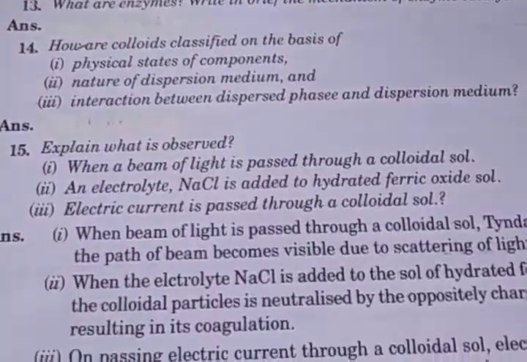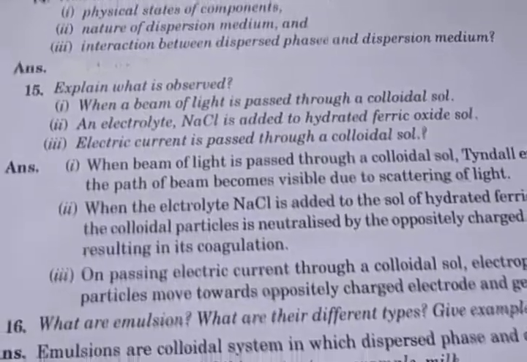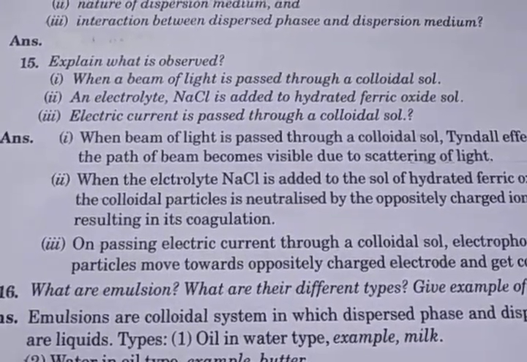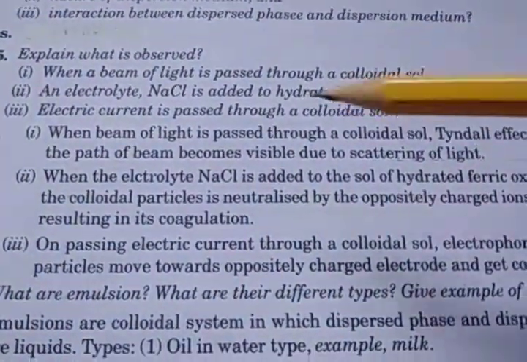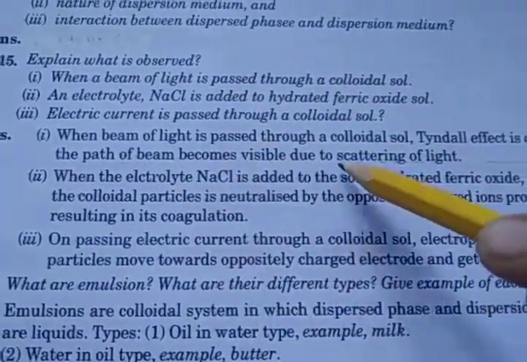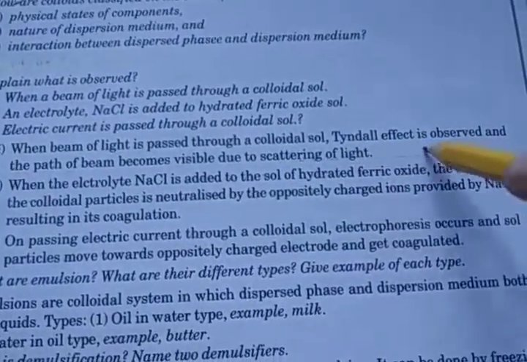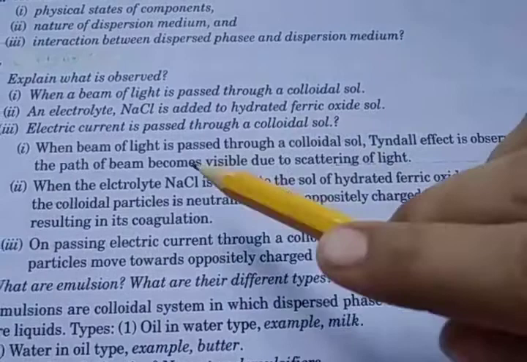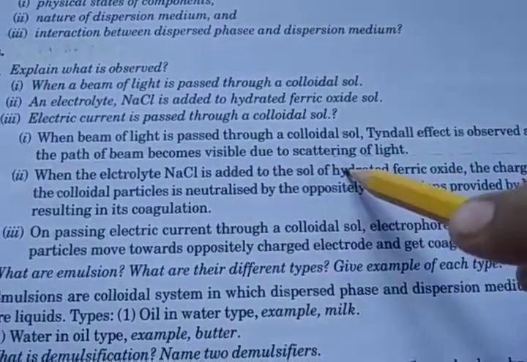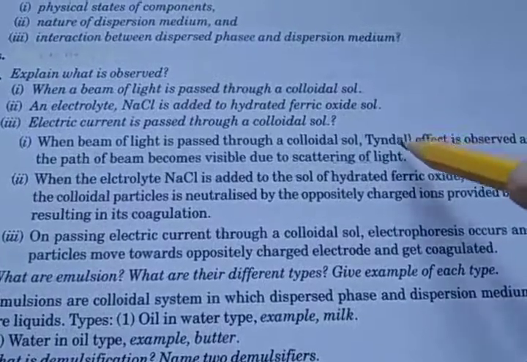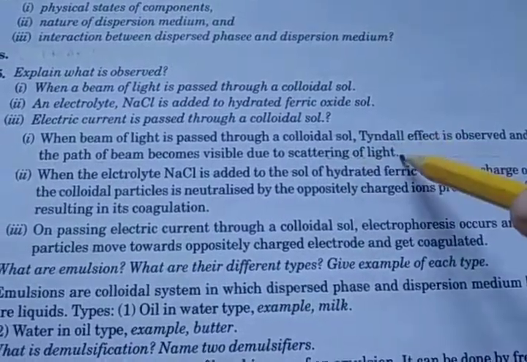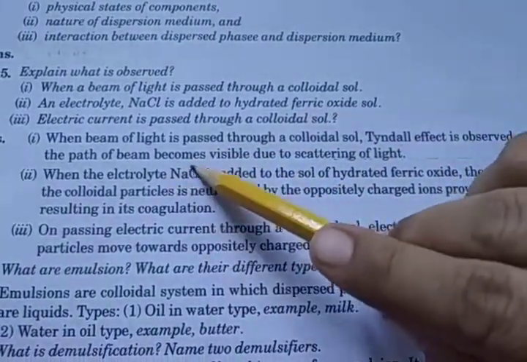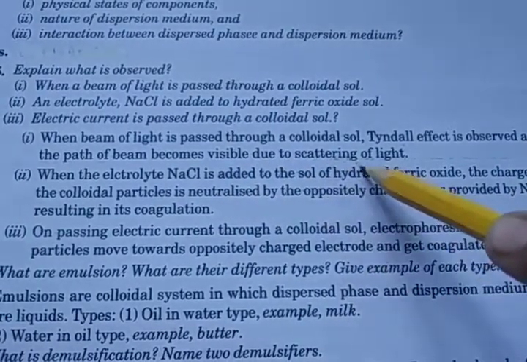Question number 15: Explain what is observed when a beam of light is passed through a colloidal solution. The Tyndall effect is observed, and the path of the beam becomes visible due to scattering of light.